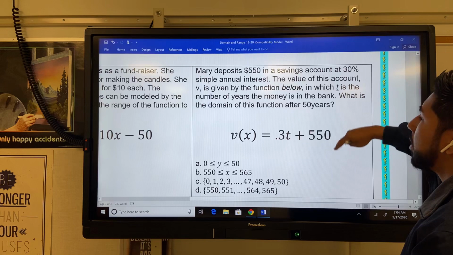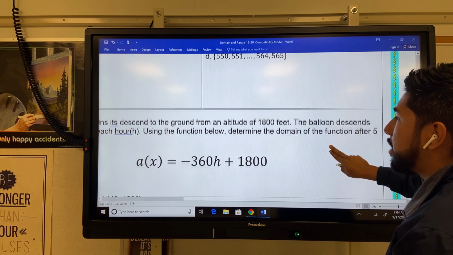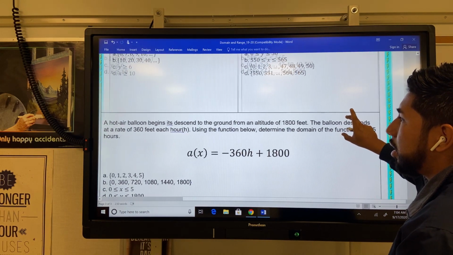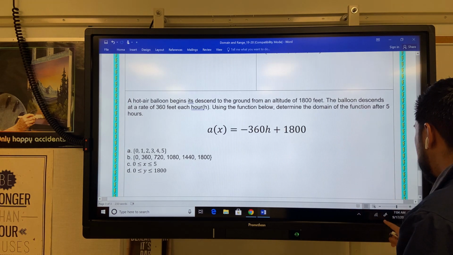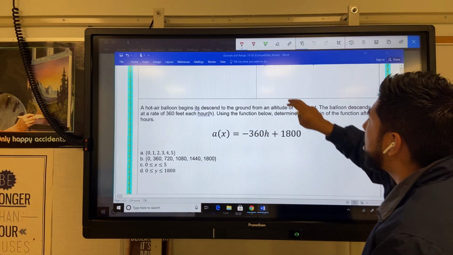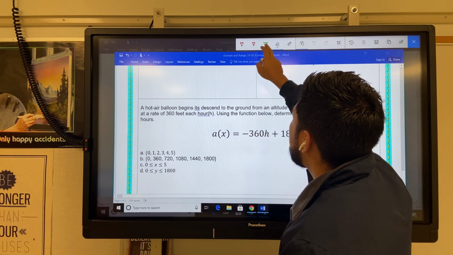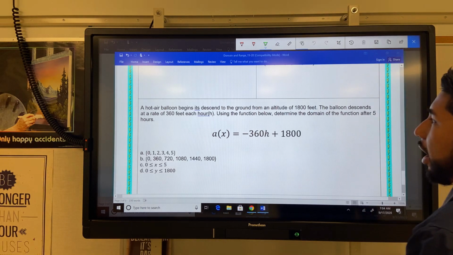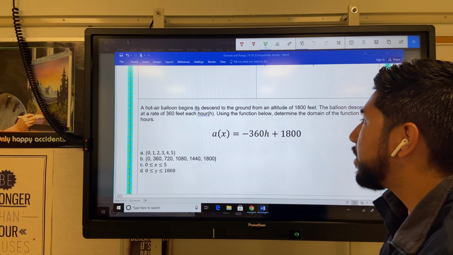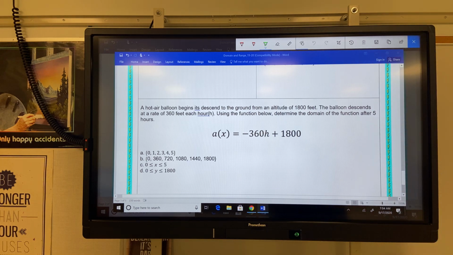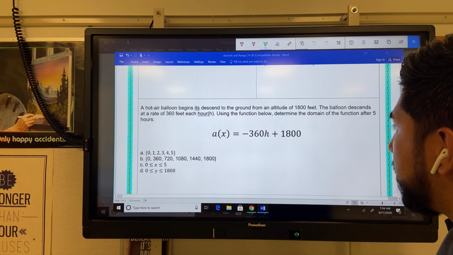Next one. This next problem, I am going to erase the equation. I know you already probably saw it. Oh no, then I'll just leave it up there. A hot air balloon begins its descent towards the ground from an altitude of 1,800 feet. The balloon descends at a rate of 360 feet each hour. Using the function below, determine the domain of the function after 5 hours.